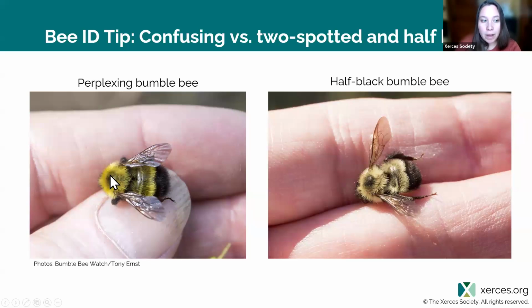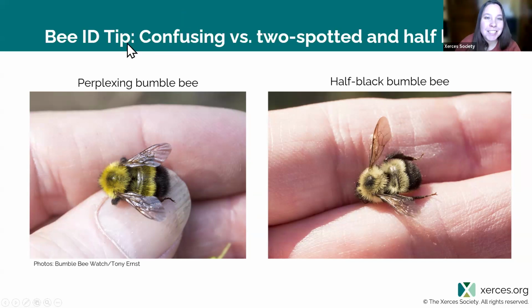We also want to look again at that thorax, what's going on between the wing joints. The perplexing bumblebee won't have any black hairs there. It will be solidly yellow. The half-black bumblebee, we see from this example, has some black hairs there. Right, this is a black spot that features hairs. It's not solidly yellow. So two things to look out for.